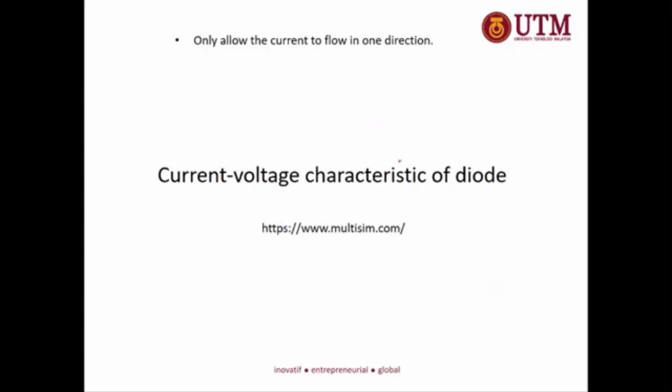Okay, first let's understand what this statement means: the diode only allows the current to flow in one direction. What does this statement mean? Now I would like to show you the simulation of the current voltage characteristic of a diode. The term current voltage characteristic means that you are plotting current as the y-axis versus voltage. You want to see how the current of the device changes with the change of the voltage. Sometimes we call it the IV characteristic, because I is current and V is voltage.